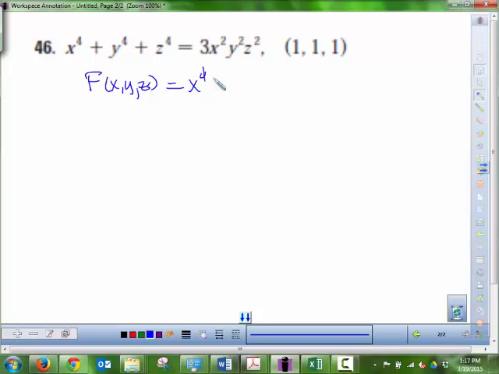So x to the fourth plus y to the fourth plus z to the fourth minus, if we bring everything to the left side, 3x squared y squared z squared. And then this would be set equal to 0. So now this is officially a level surface of this complicated looking function. And just to make sure, if we put 1, 1, and 1 in for x, y, and z, we should get this whole thing to equal 0.